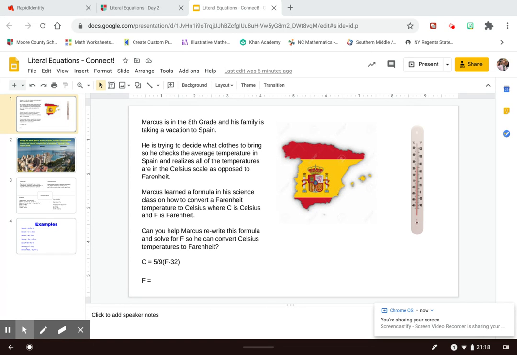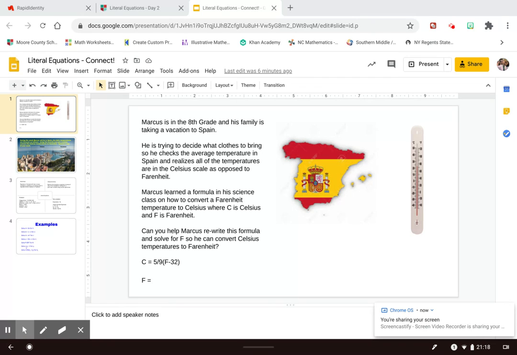And when we started talking about literal equations on Tuesday, what we looked at was this scenario where Marcus was going to take a vacation to Spain. And in the country of Spain, all of the temperatures are in Celsius. So Marcus was going to take the Celsius formula and rewrite it and solve for F so he could easily convert the Celsius temperatures to Fahrenheit.